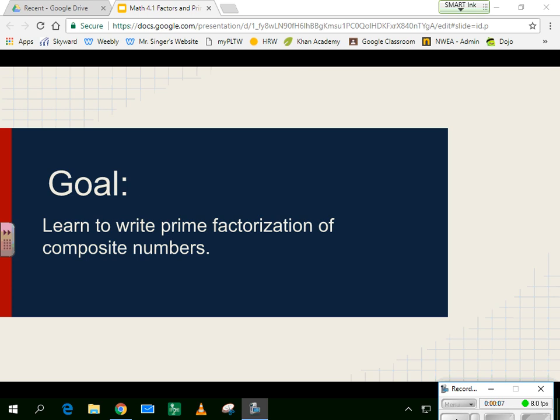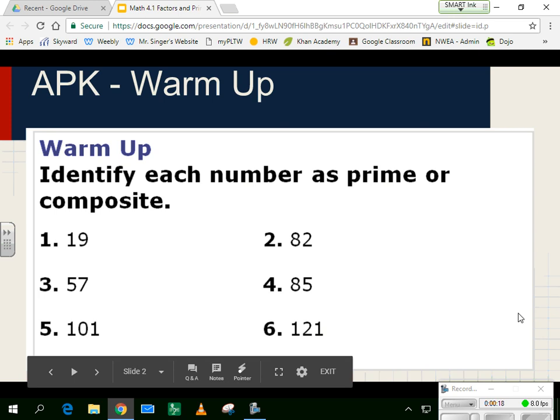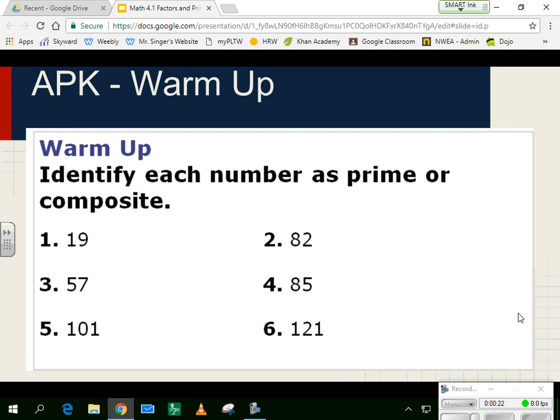So here's our next lesson. We're going to learn how to write prime factorizations of composite numbers. So how can you break down all the prime numbers that are the factors to make up that number? Here's your first warm-up. Let's just see if we can identify what's prime or composite. Take a few minutes, hopefully not more than that, to come up with the answers. Come back when you're done.